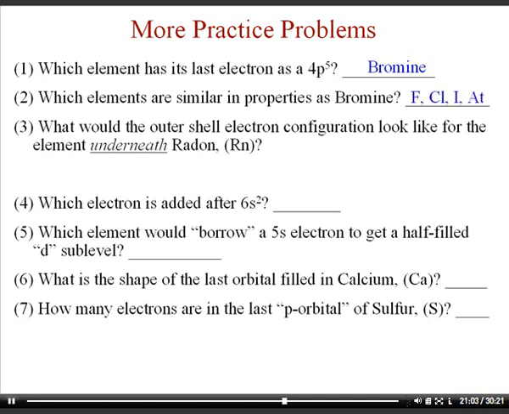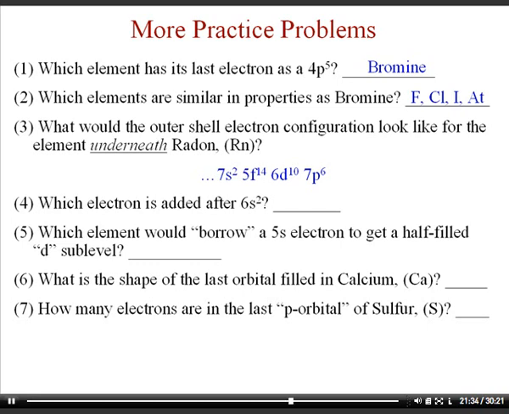And then I ask the students what the outer shell electron configuration would look like for the element that's underneath radon. Radon is a completely filled orbital, and so the element underneath radon, if radon fills it up with 6p6, would have its last orbital being 7p6. So if you're one element below, you would have one quantum number higher. So again, radon is 6p6, so the element underneath radon would end with 7p6.